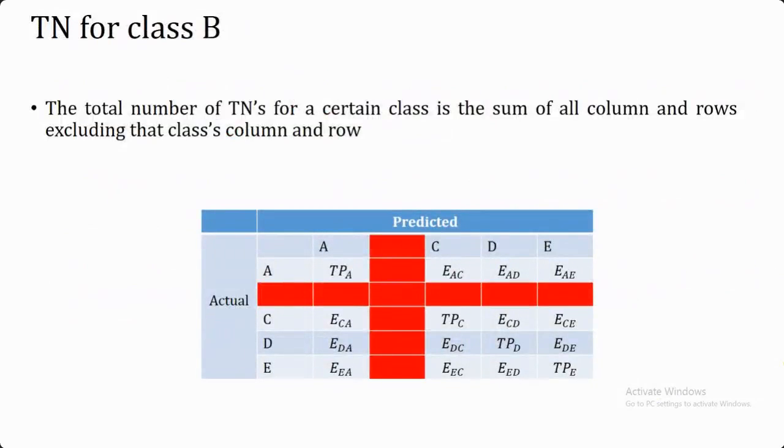Here, this is for your class B. For your class B, if I want to calculate your true negative, I am not going to consider this row, I'm not going to consider this column, and the rest of the values are going to represent your true negative value.